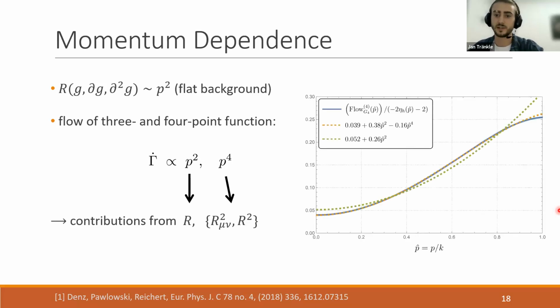And this can be seen very nicely when looking at the flow of the 4-point function. In blue, I'm plotting here the numerical result for the flow of the 4-point function. And in dashed, I'm showing you 2 fits with a p² and a p⁴ term. And you see the orange fit with the p⁴ contribution very nicely captures this behavior of the 4-point function, whereas the p² fit does not do so well. So this is a clear indication that within our setup, we do generate these higher curvature invariants, and we have an overlap with these 2 curvature squared terms. So now the question is, how do we extract these explicitly?